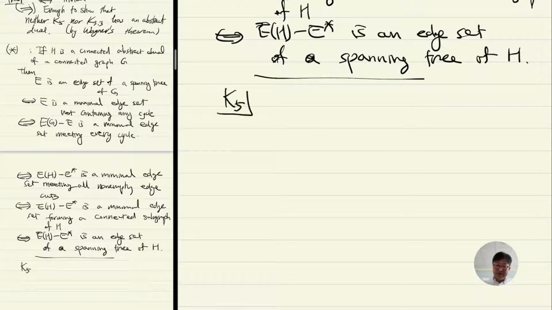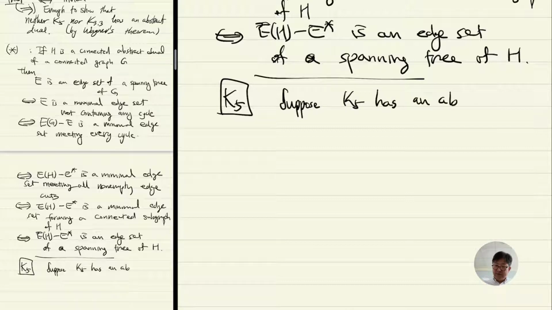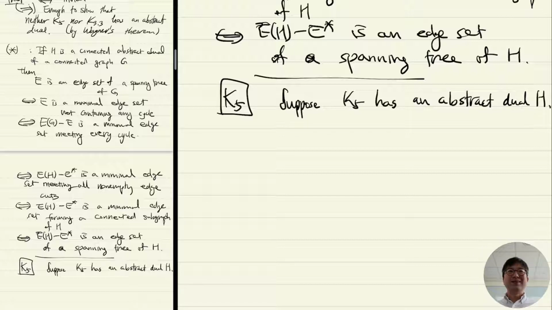So let's look at K5. Suppose K5 has an abstract dual H. Now K5 is connected, but the abstract dual might not be connected.